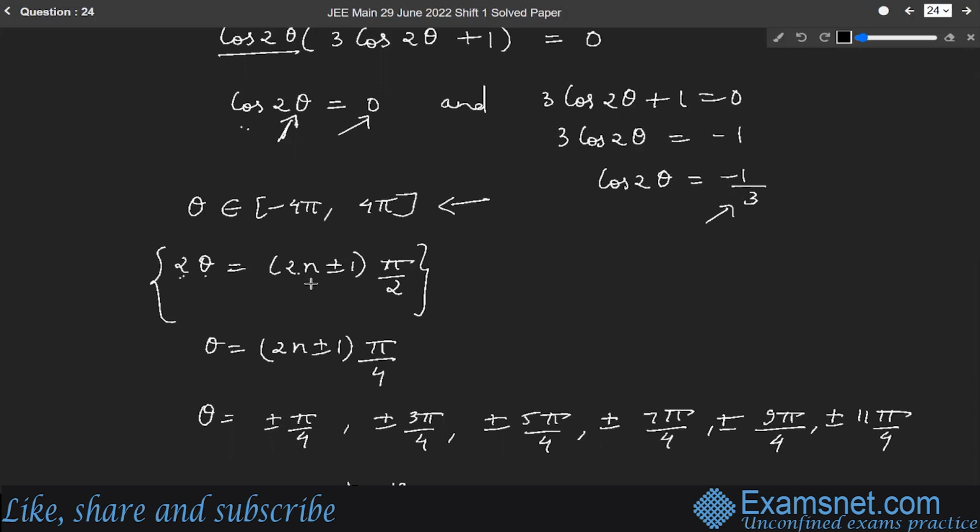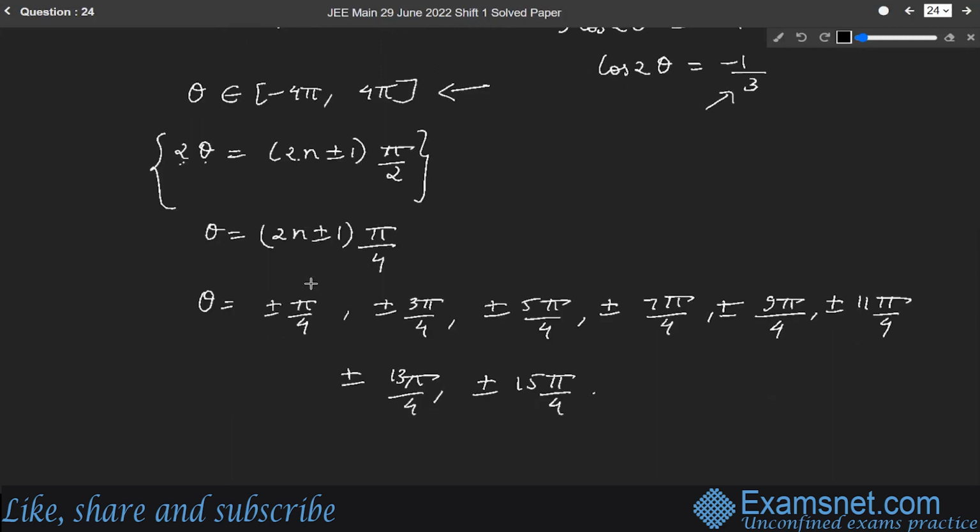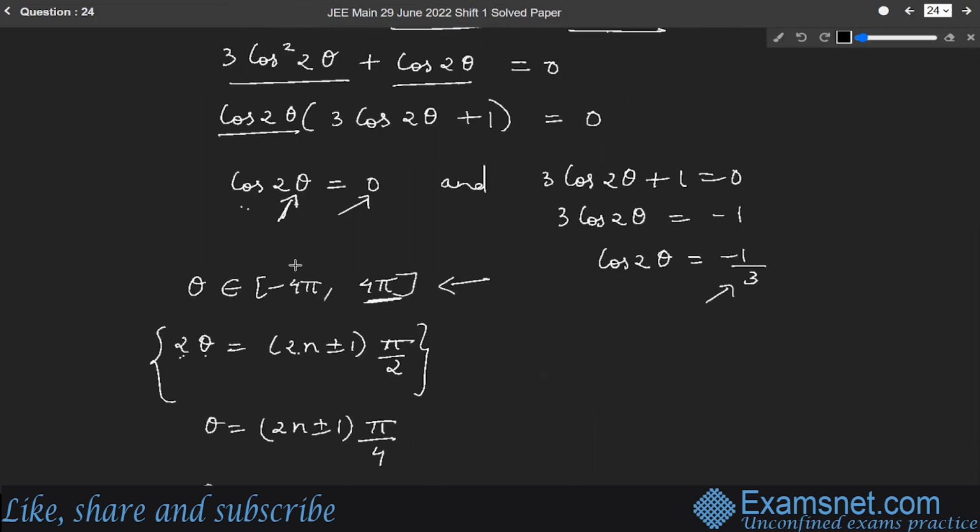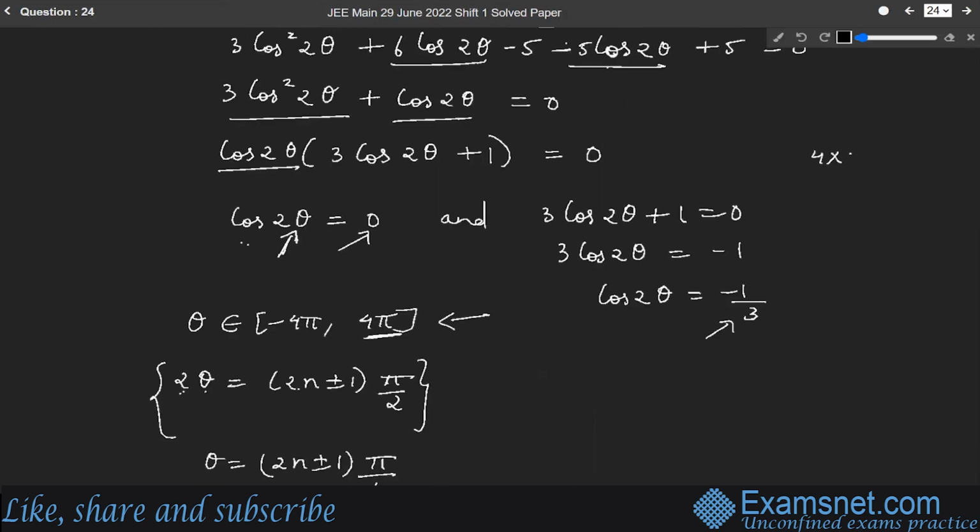If we go to the next odd term, which is 17 pi by 4, then it will exceed the value of 4 pi. Okay. What is 4 pi? 4 pi means 4 into pi. What is the value of pi? The value of pi is 180. Okay. So it means that 4 pi is equal to 180 into 4, which is 720. Okay. And the last limit here is 15 pi by 4.